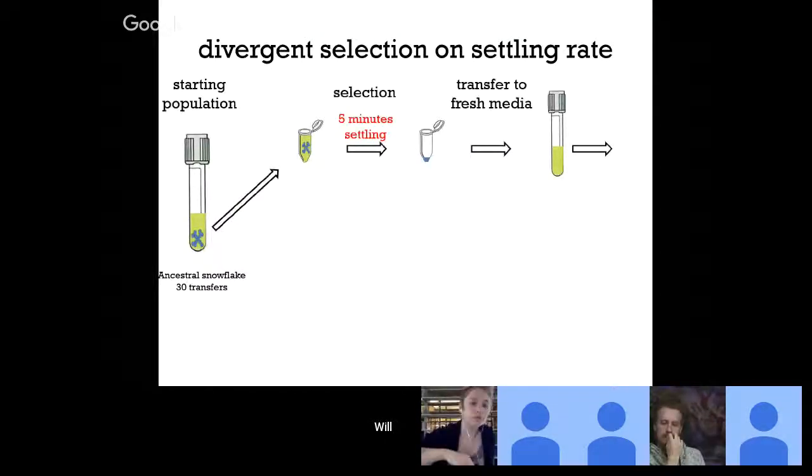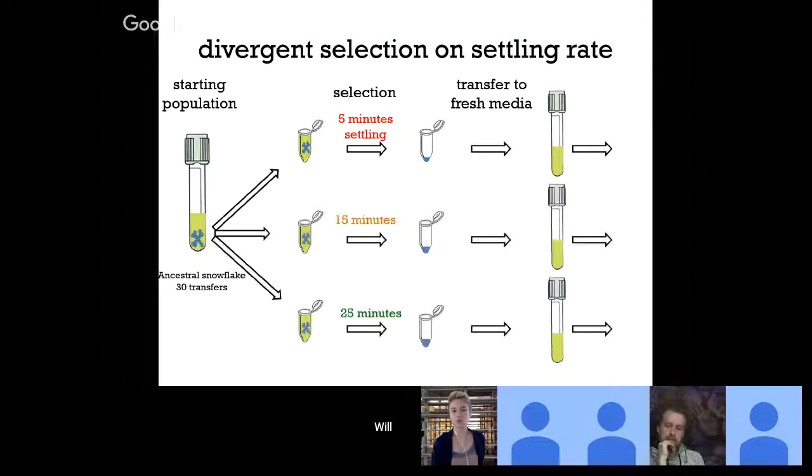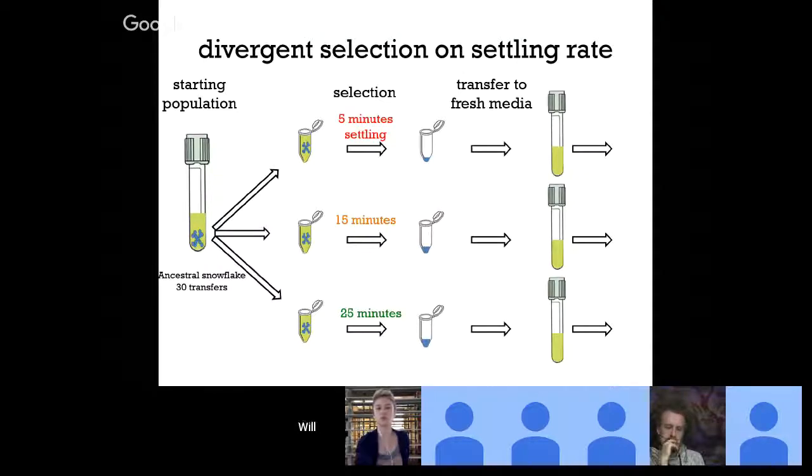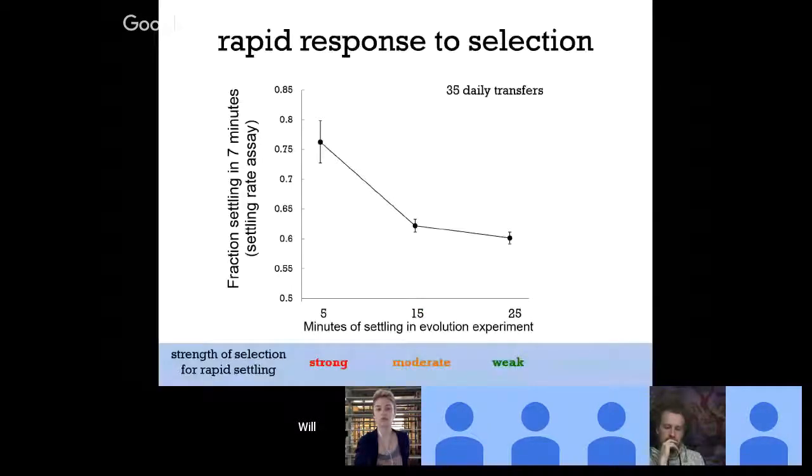where we take a single population of snowflake yeast and either subject it to very fast settling selection. So strong settling selection, we only give them 5 minutes to get to the bottom of a test tube. And if they don't make it to the bottom in 5 minutes, they're killed. Or 15 or 25 minutes. This turns out to be pretty weak settling selection. 25 minutes is plenty of time for everyone to get to the bottom of the tube. So over 35 transfers, we see a response to selection.